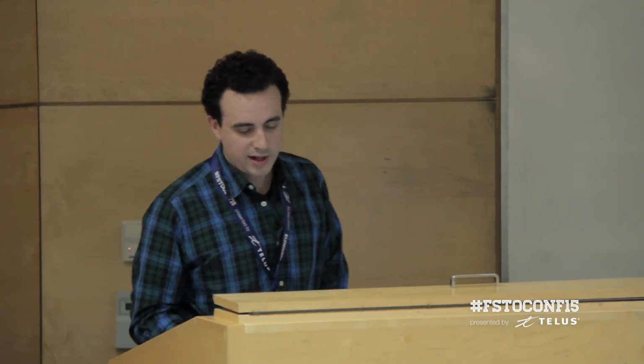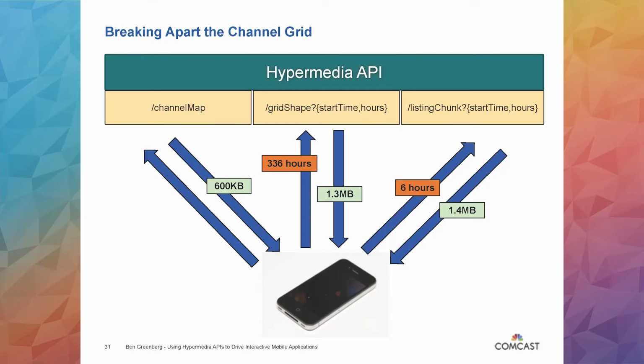So what that looks like is that when you first tap on that link or tap your screen to get to the channel map, we're going to get 3 calls out. We're going to get that channel map. We're going to get the shape of the grid for 2 weeks out, 336 hours, and then we're going to get the first 6 hours in this example of listings.